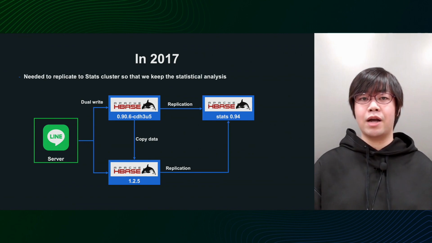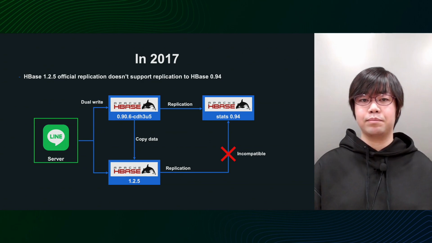In order to stop the writes to the old cluster and to enable continuation of statistical analysis, we needed to set up replication from the new cluster to the stats cluster. But unfortunately, due to an incompatibility issue, the official replication of 1.2.5 did not support replication to 0.94.